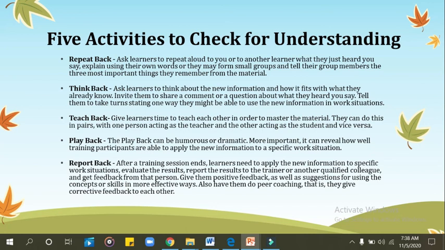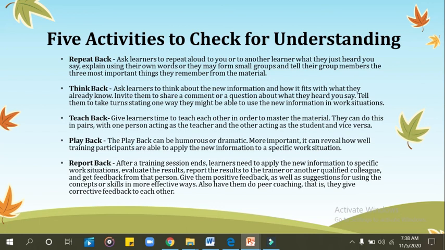In repeat back, ask learners to repeat aloud to you or to another learner what they just heard you say, or tell them to paraphrase what they've learned using their own words to explain it. Another is think back. Ask the learners to think about the new information and how it fits with what they already know. Invite them to share a comment or a question about what they've heard you say.